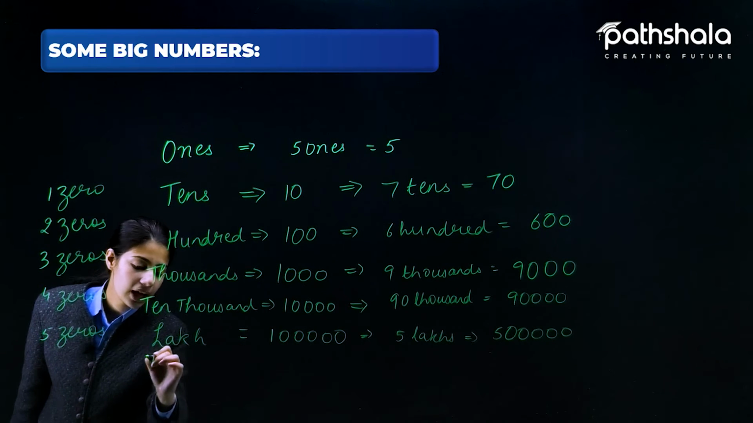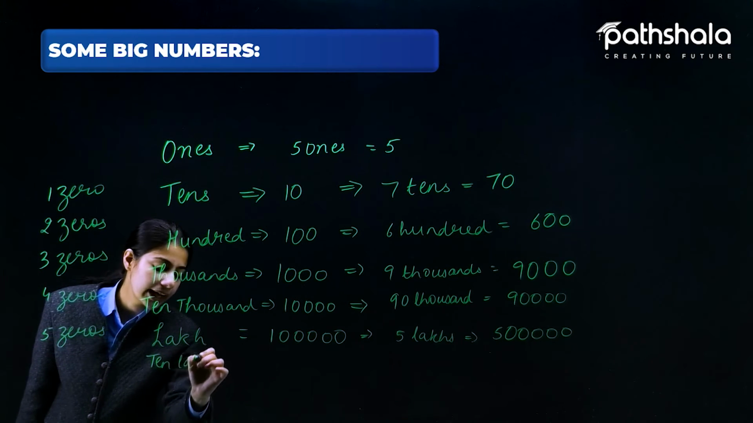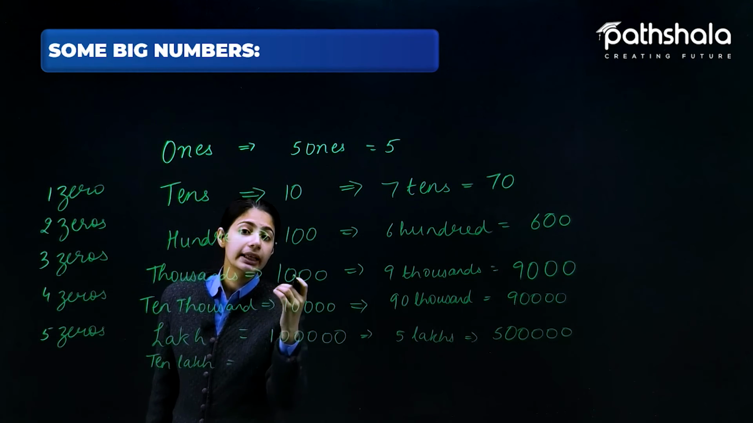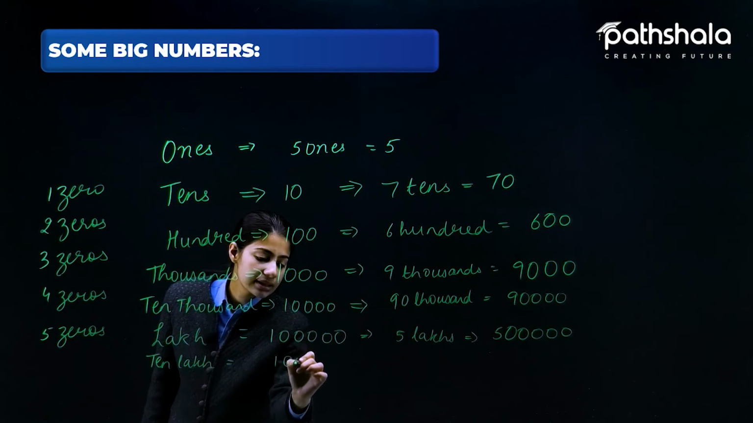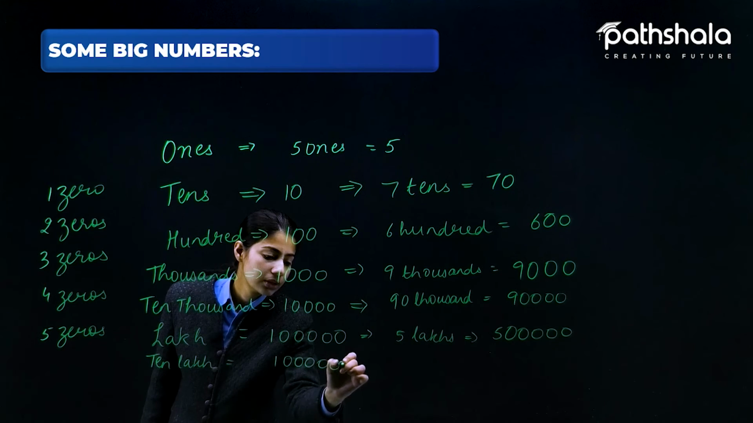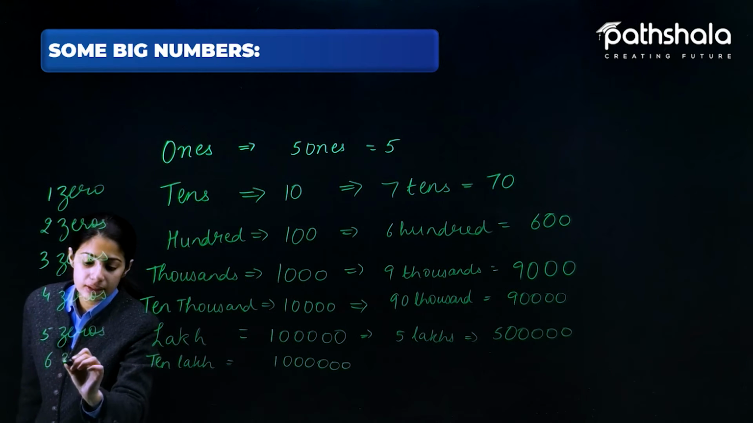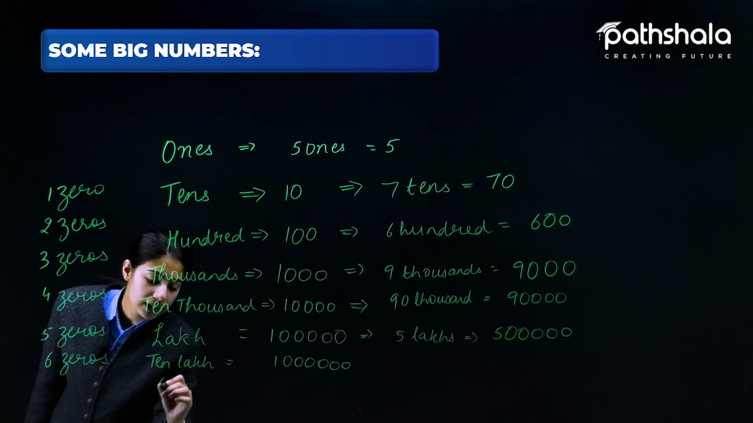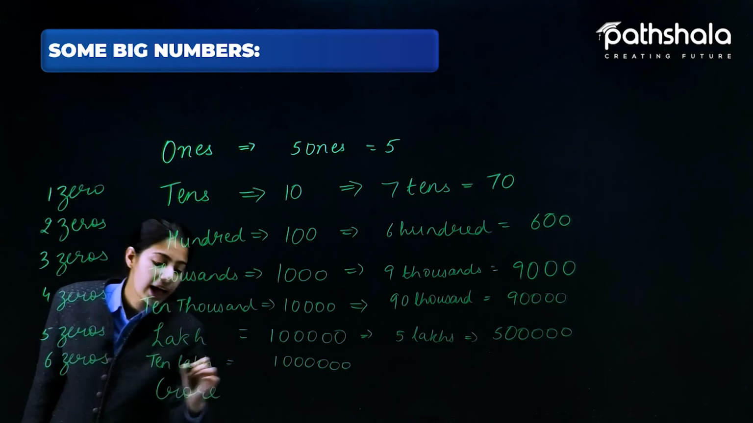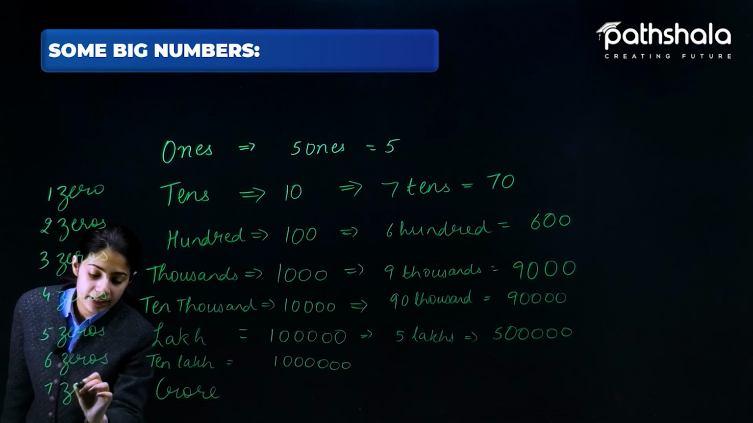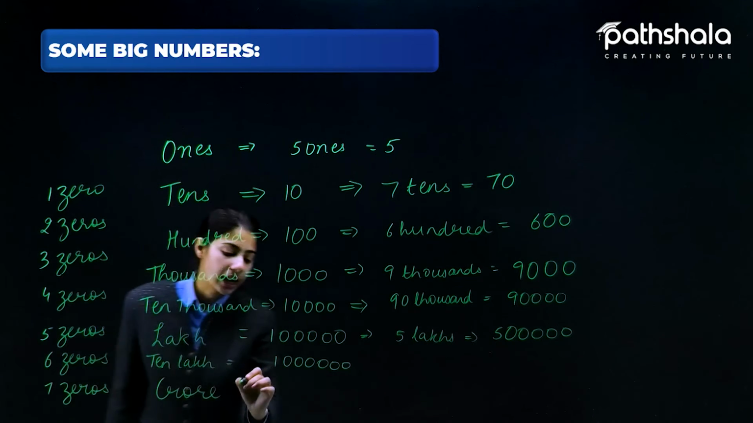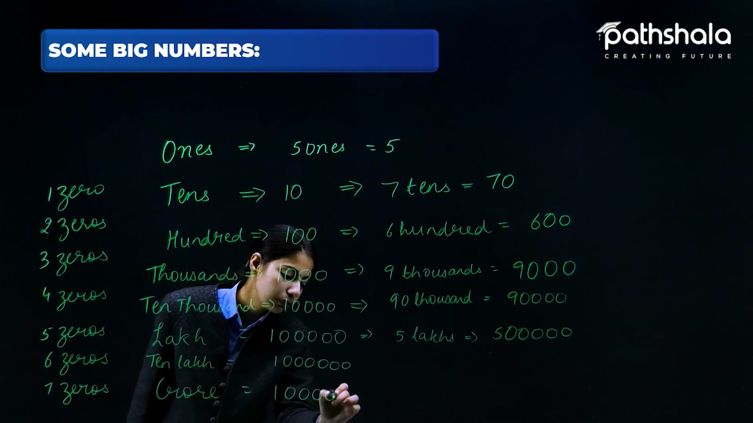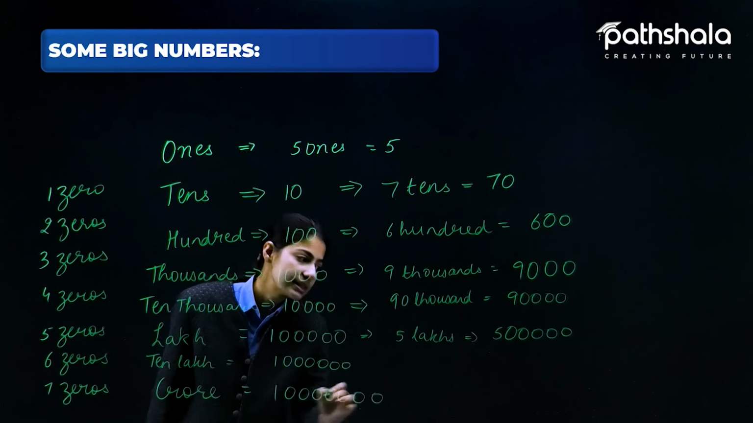Next comes, after lakh, 10 lakh. So in lakh, there are 5 zeros. In 10 lakhs, there are 6 zeros. So there are 6 zeros in 10 lakhs, and after 10 lakhs comes crore. And in crore, there are 7 zeros. That is 1 and 7 zeros. 1, 2, 3, 4, 5, 6 and 7.